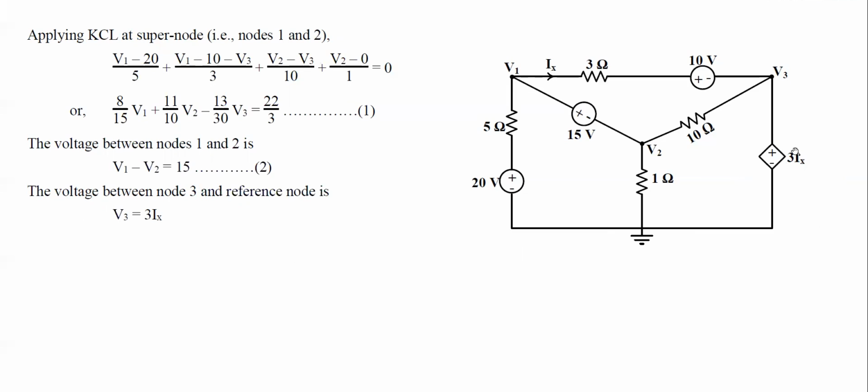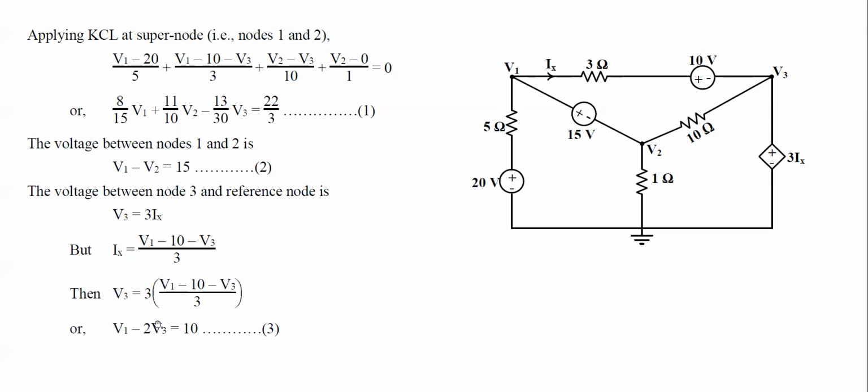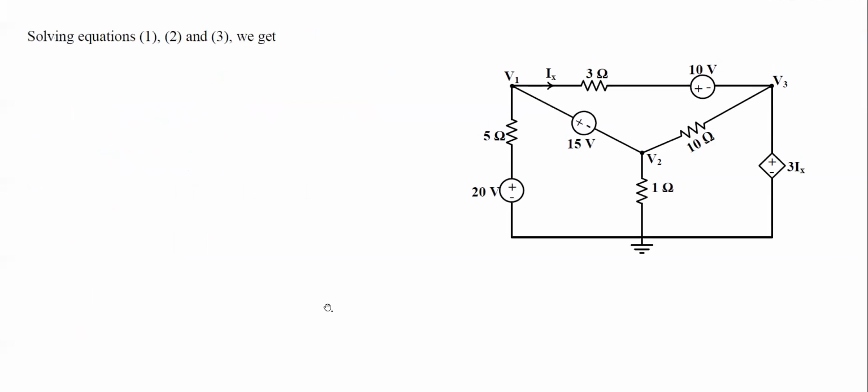Since the value of this voltage source depends on current Ix, we have to replace this Ix in terms of either V1, V2, V3 or a combination of these. In this case, we know Ix equals (V1 minus 10 minus V3) divided by 3. So we'll be replacing Ix by this expression. If we plug in this expression of Ix in this equation, we can obtain this equation. In this way, equation 3 is obtained. Now if we solve equations 1, 2, and 3, we can easily get the values of V1, V2, and V3.